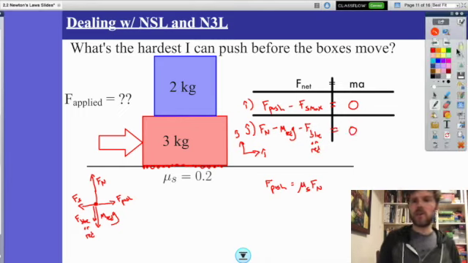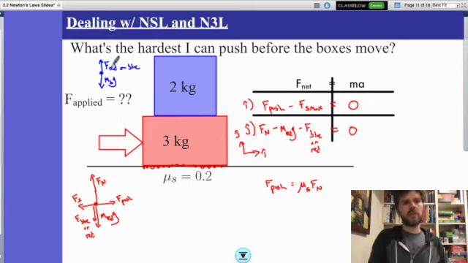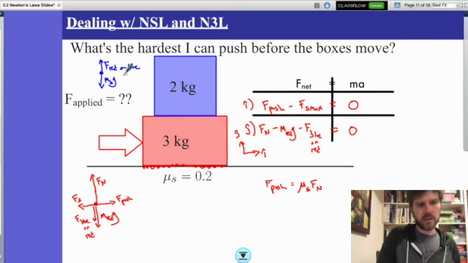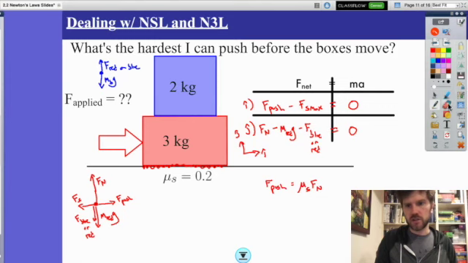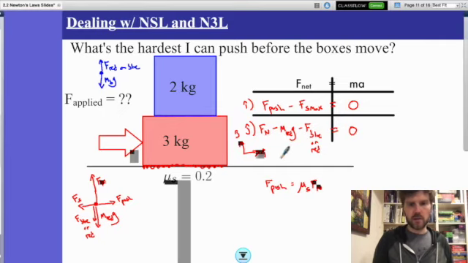So let's now turn our attention to the blue box. The blue box, as long as things aren't moving, only has 2 forces. It's got m blue g down and F red on blue up. So hopefully it's trivial to see that F red on blue needs to have a magnitude equal to m blue g. So this force exchanged between the 2 boxes is just the weight of the blue box.